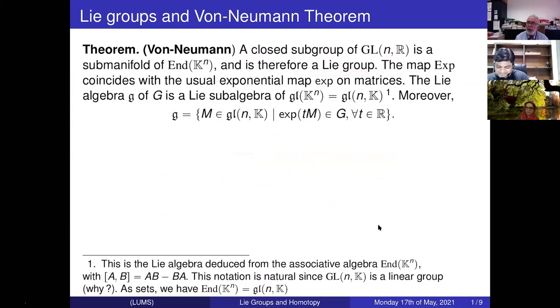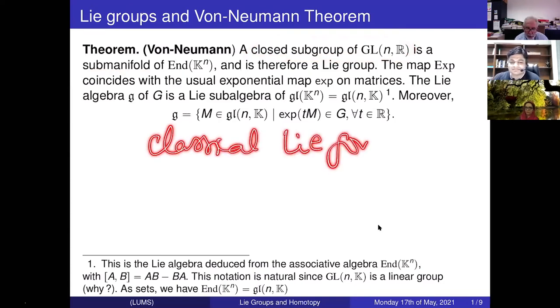A Lie group is a combination of a manifold and a group structure which are compatible. In the case the group is a submanifold, everything will be fine. We'll have a Lie group. If it is closed, it will be a submanifold. These subgroups, closed subgroups of GL(n,R), I will call classical Lie groups. They are Lie groups, and they are classical since they appear as matrix groups.